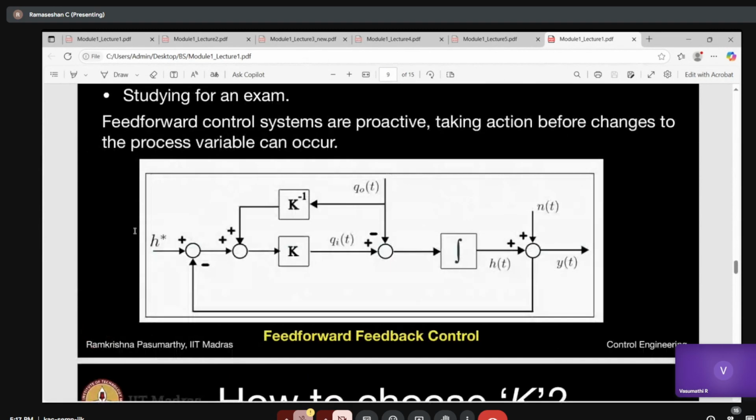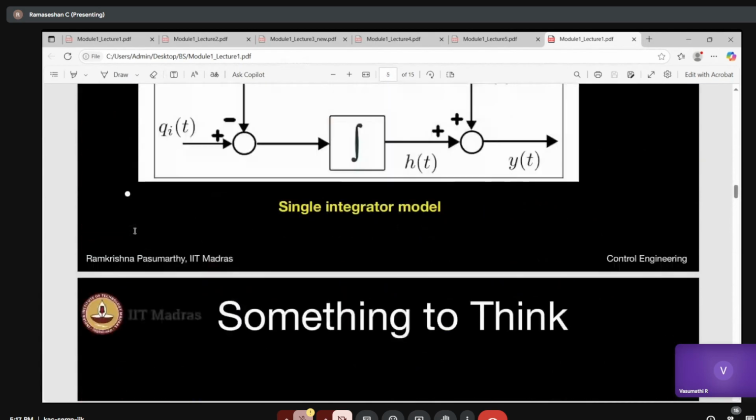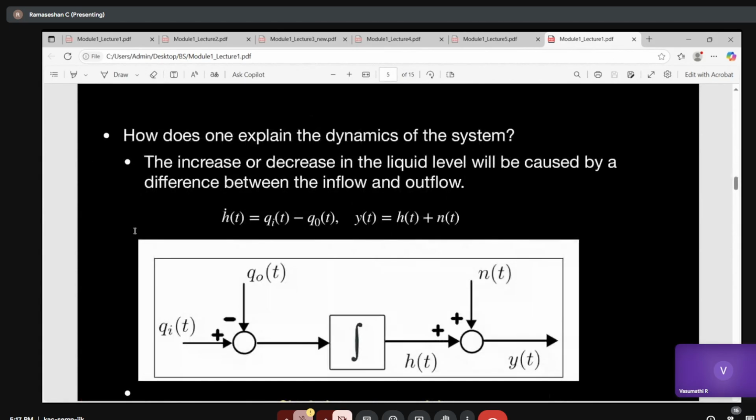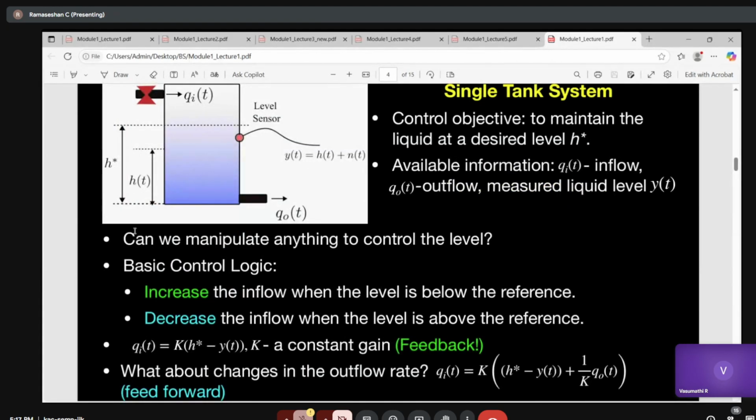Okay, tell me the slide number. Should I go? I think it's the single tank system slide in which the complete figure is given. Yeah, in this slide, can you scroll down? Yeah. So this equation, qi of t is equal to k within brackets h star minus y of t, plus 1 by k q naught of t. What is the significance? Why did he add 1 by k times q naught of t there?